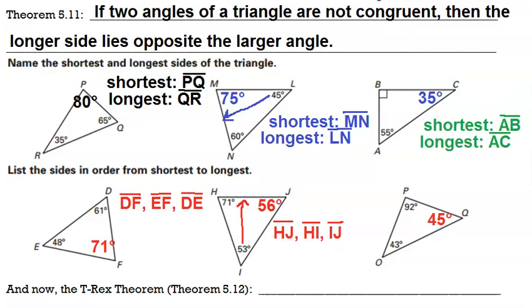Last but not least, if the smallest angle is 43, then that means PQ is the smallest side. Then we go to OP, and then we go to OQ.